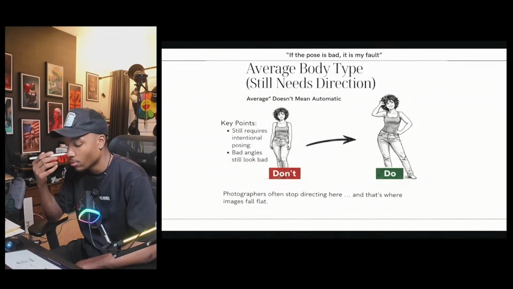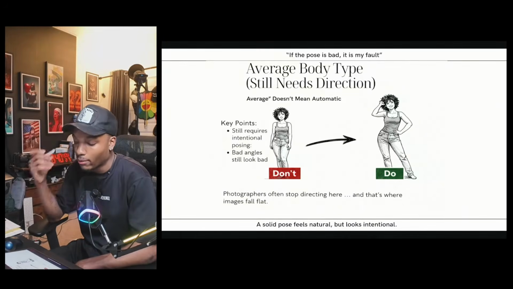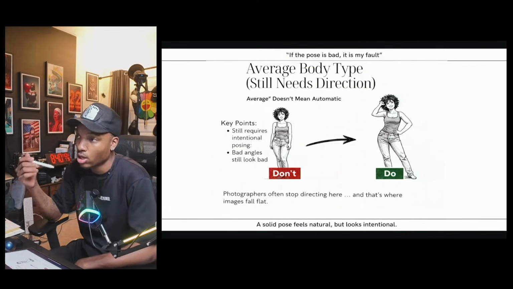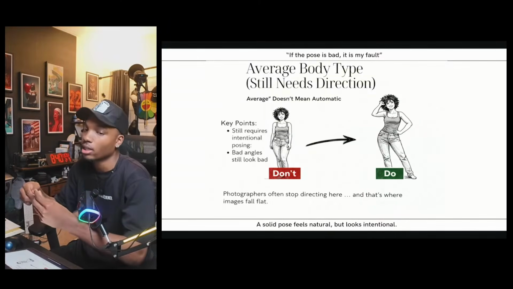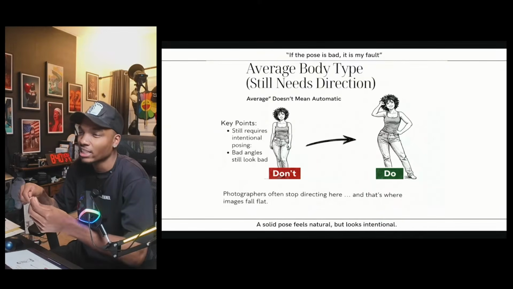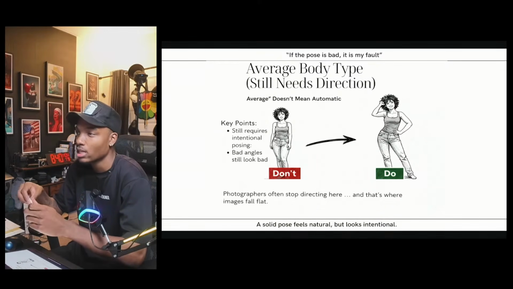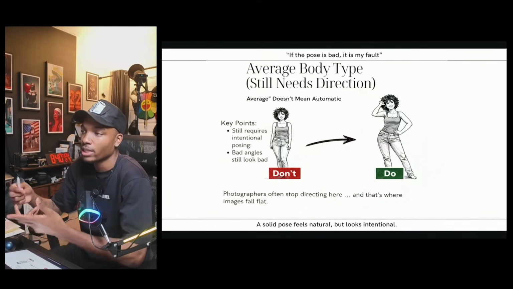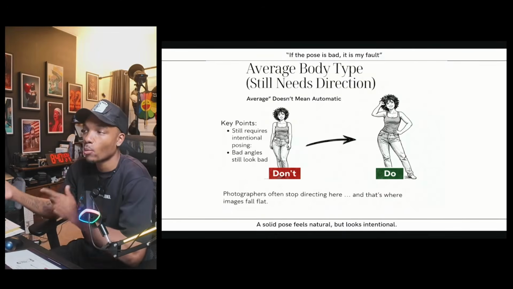I'm gonna let y'all ask questions in a minute. All right, so when it comes to the average body types, they also still need direction, because a lot of people just feel like, when it's an average body type that you get, they can just do anything. And in a sense, they kind of can. They're kind of the cheat code when it comes to posing, I guess. But at the same time, they still need direction from you as a photographer because they're still a client and they still may not know what to do, one.